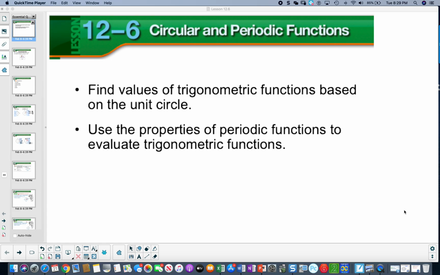Section 6, circular and periodic functions. Find values of trig functions based on the unit circle. Use the properties of periodic functions to evaluate trig functions.